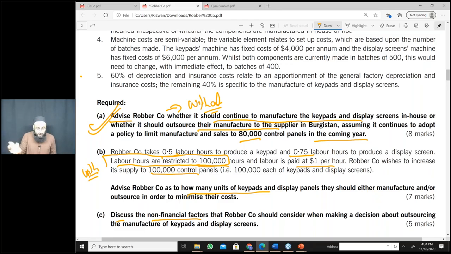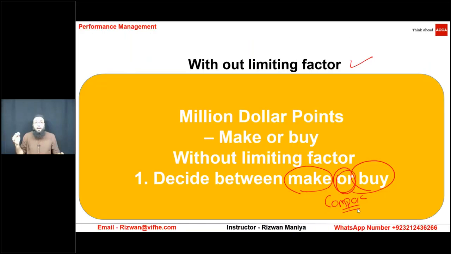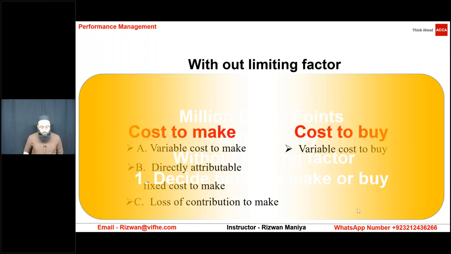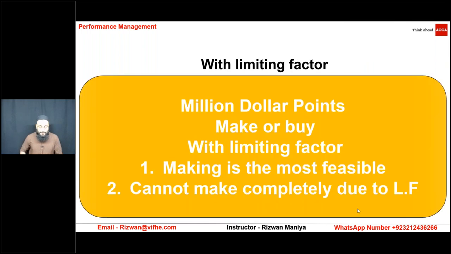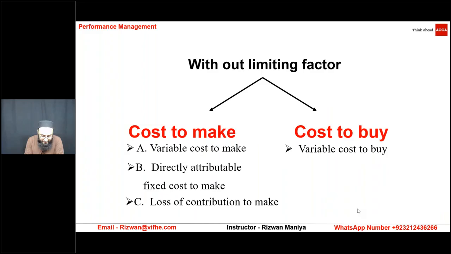So if it is without, what mindset you have to keep in your mind? Let's quickly apply the knowledge, okay? So you have to compare the cost of buying with the cost of making. Is that right? Let's imagine we are in the examination hall, and after reading the first part, it's very much clear that it is without limiting factor. So what should come in your mind? What should come in your mind is these things, these pointers. This will help you to start the answer.